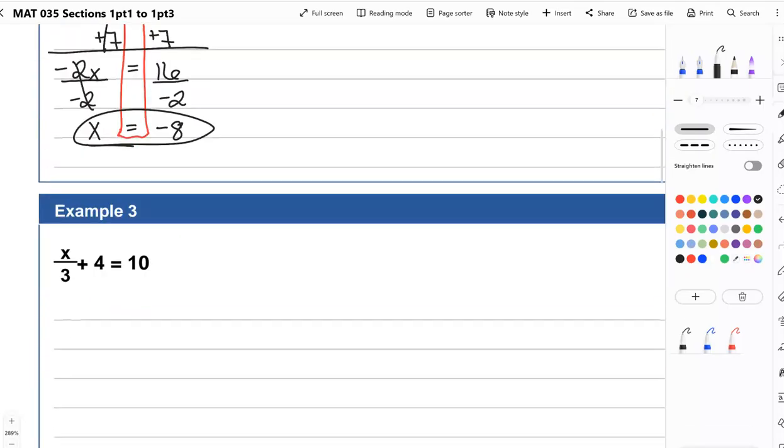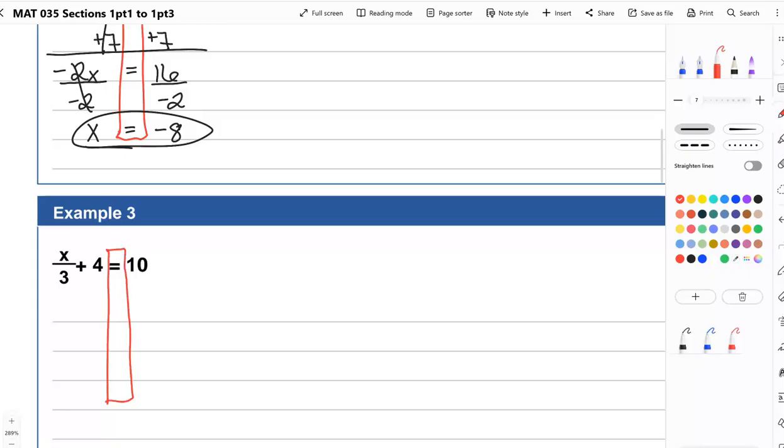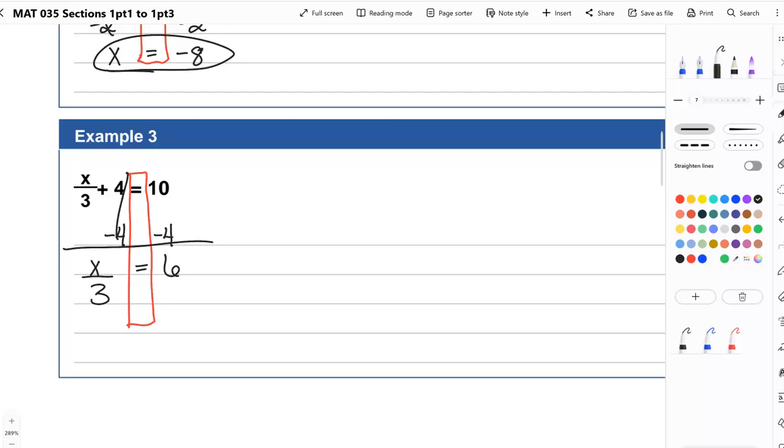In example 3, we have x over 3 plus 4 equals 10. So we're going to think about peeling off the layers. That first layer is that plus 4. Here's my wall. The opposite of adding 4 is subtracting 4. What I do to the left, I've got to do to the right. So now I have x over 3 on the left, and 10 minus 4 is 6 on the right. Then we're going to do another opposite.